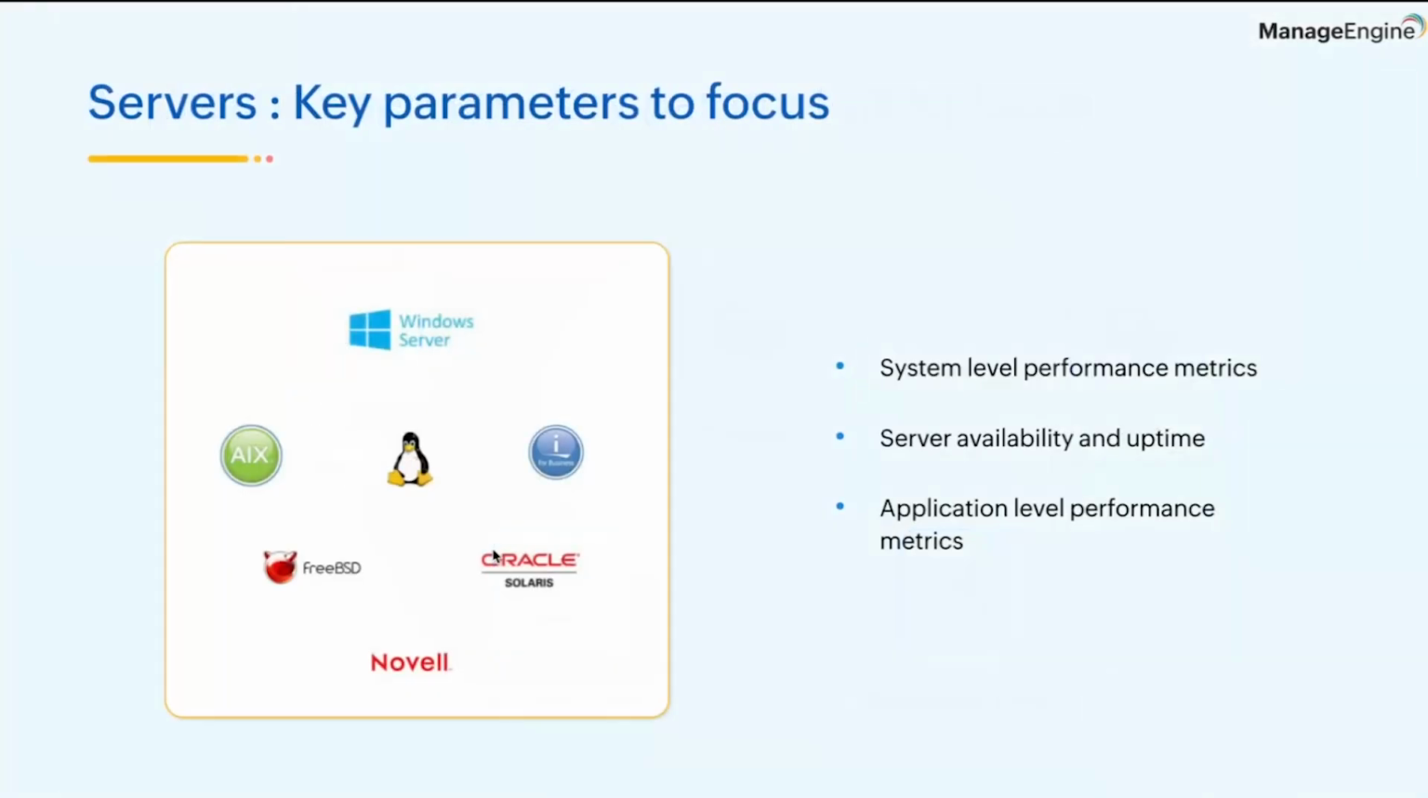Now, when it comes to monitoring servers, we support a wide variety of technologies, which includes Windows, IBM AIX, FreeBSD, Linux, Oracle Solaris, Novell, etc. It's very important to monitor your system level metrics, server availability and uptime, as well as application level performance metrics. Some of the key metrics that you need to focus on are your event logs. Monitoring event logs can help you better understand how your system is operating, and they can also give you an insight into the health of your system.